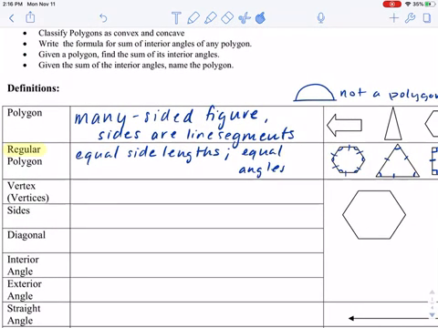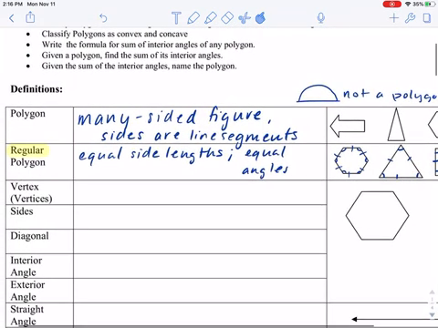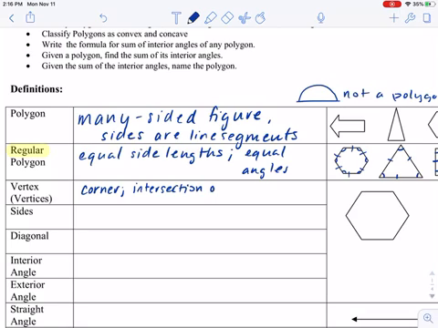Next, the word vertex. A vertex is a corner. It could also be the intersection of two lines, or a point in space. The intersection of two lines is a point in space. So I'll label the polygon on the right in a moment after we look at some of the other definitions here. A side is a line segment.